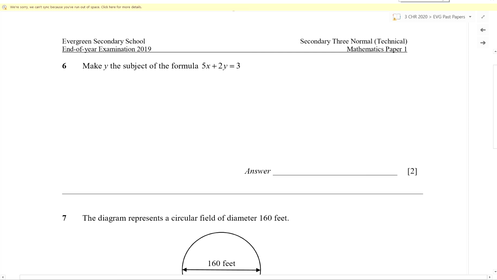Okay, so this is something that all of you are expected to be able to do. Make y the subject. So after all the working, I need to end up with y equals to something. Right now on the left hand side of the equal sign, I've got 5x plus 2y. I need to get rid of the 5x. And I do so by subtracting 5x.